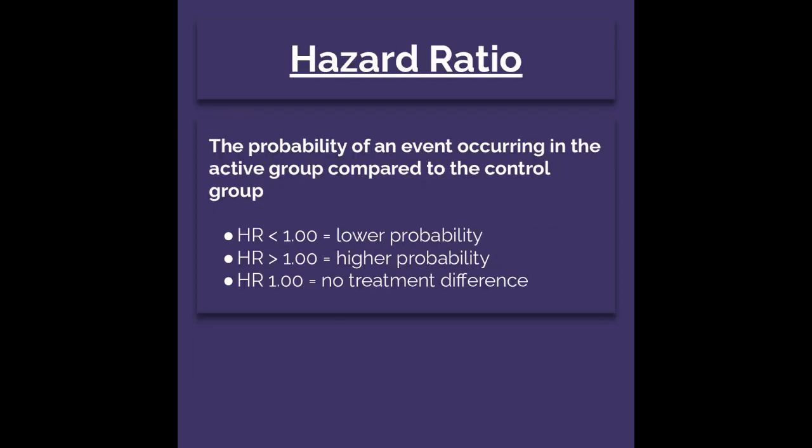Next up will be hazard ratios and confidence intervals. These are commonly reported together, so it's important to understand what they mean in relation to one another, as well as how to interpret them appropriately. Hazard ratio is the probability of an event occurring in the active group compared to the control group. Hazard ratio less than 1 indicates lower probability, greater than 1 indicates higher probability, and a hazard ratio equal to 1 indicates no treatment difference between groups.